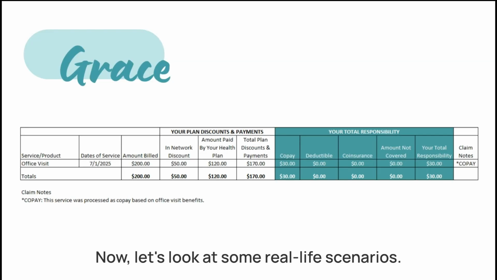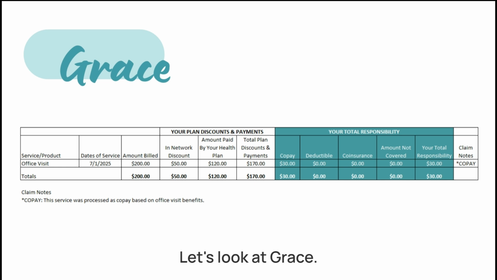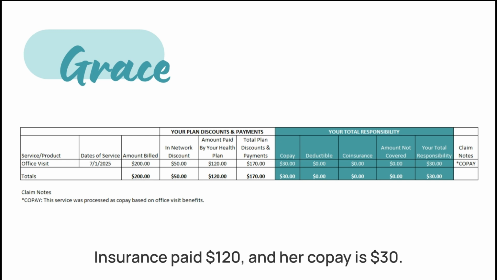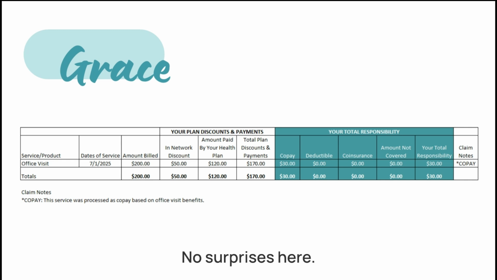Now, let's look at some real-life scenarios. Let's look at Grace. Her EOB shows $150 allowed amount for a visit. Insurance paid $120, and her copay is $30. All good. No surprises here.